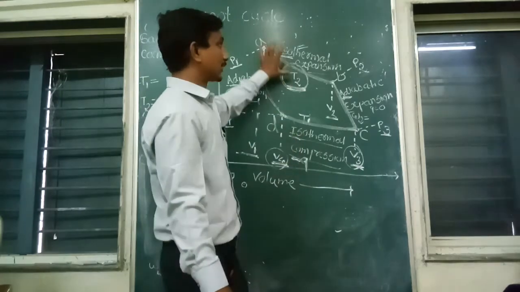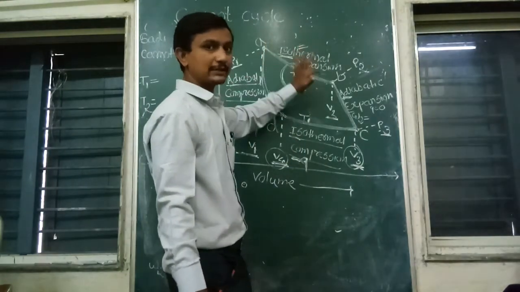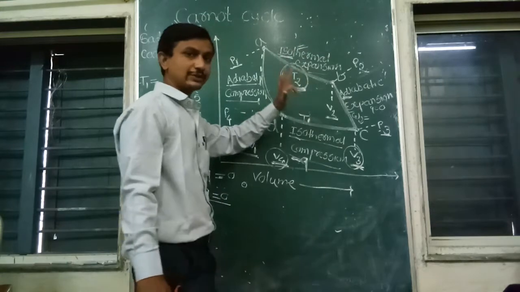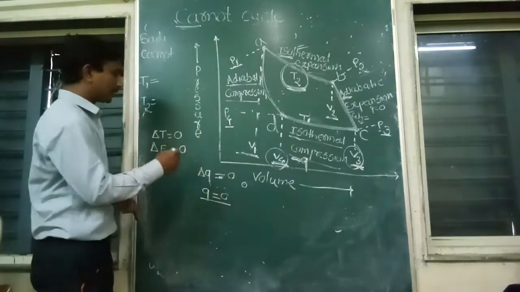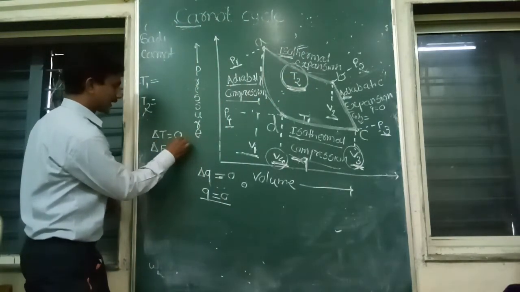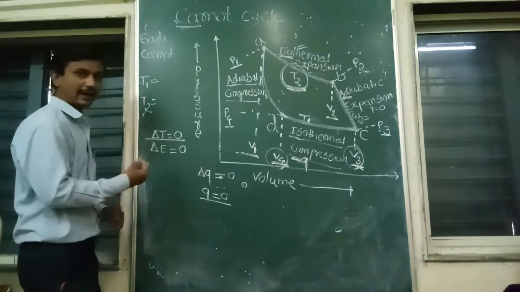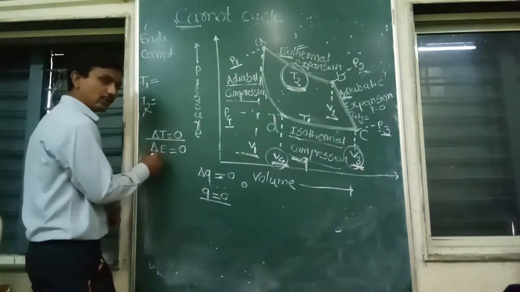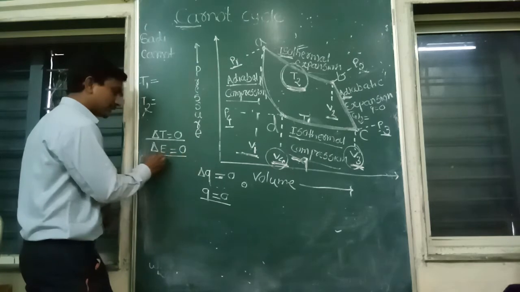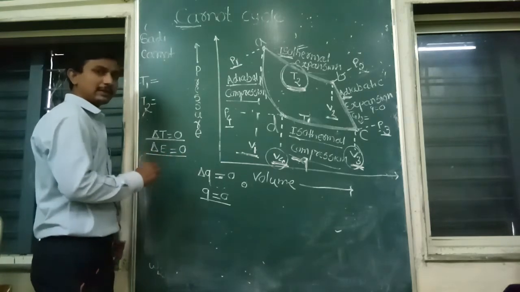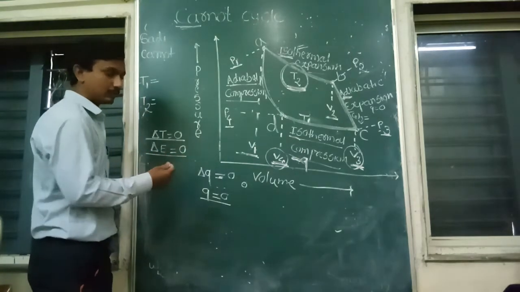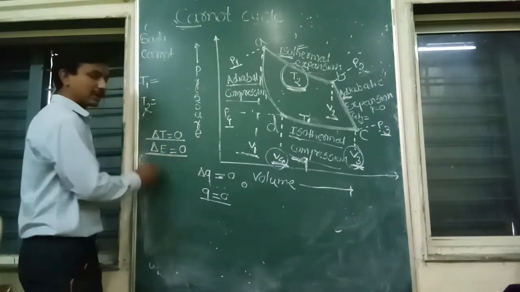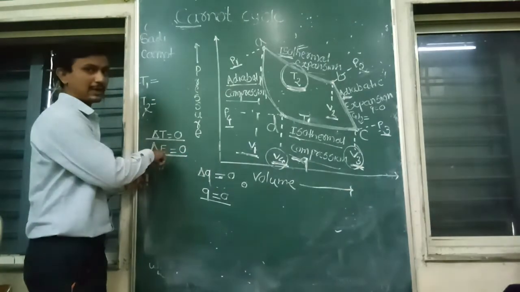Isothermal process is the process in which temperature of the system remains constant. Therefore, delta T is equal to 0 in an isothermal process. And we know internal energy depends upon the temperature, pressure, volume. That's why delta E also becomes 0 in an isothermal process.